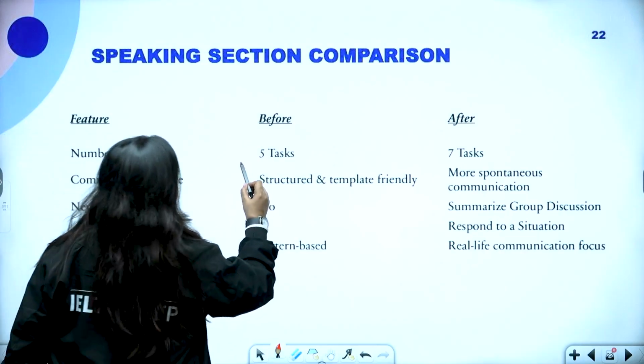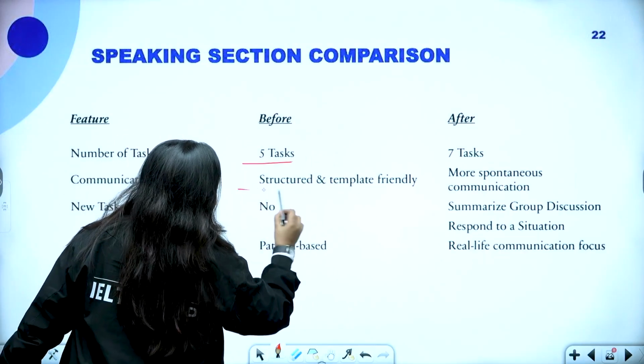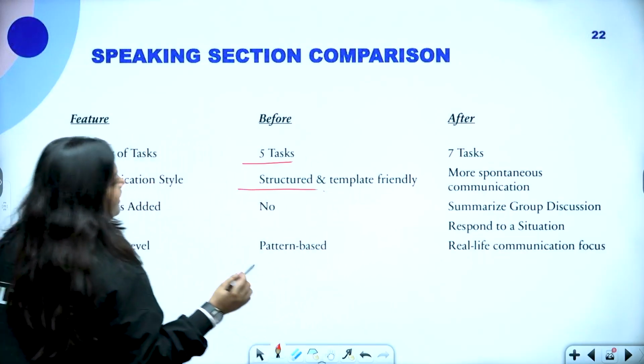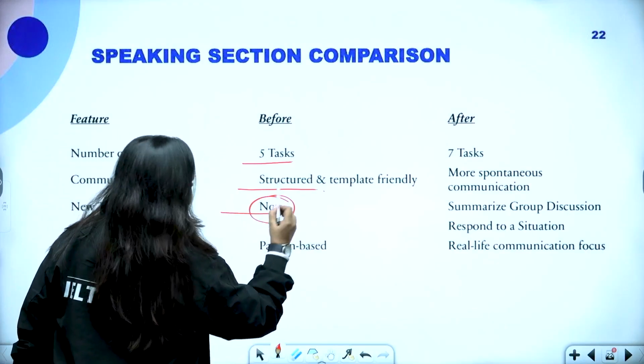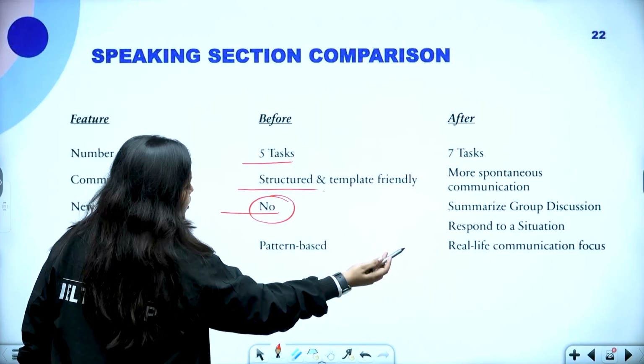So earlier it was 5 tasks, now we've got 7. Structure template friendly, more spontaneous communication. New task added? Earlier we didn't have any new tasks, now we've got 2 more.